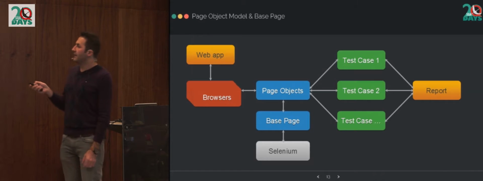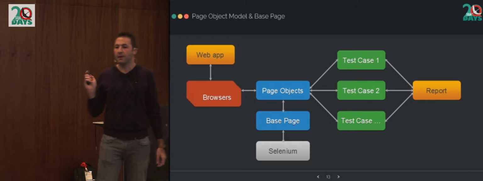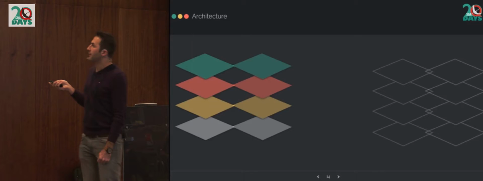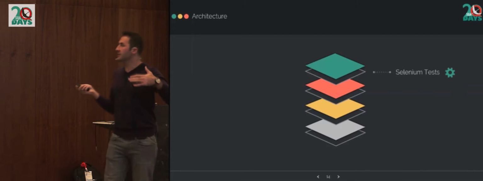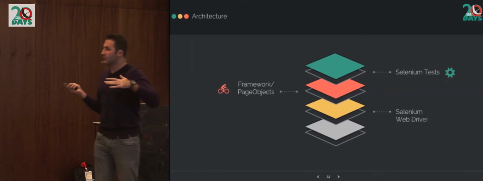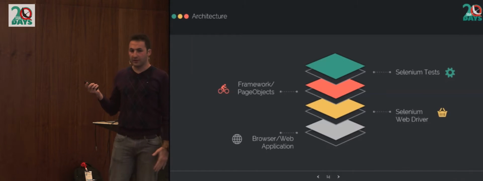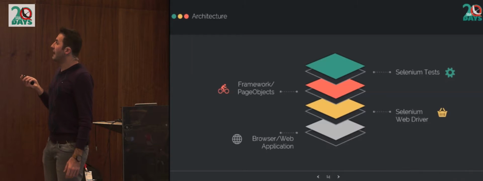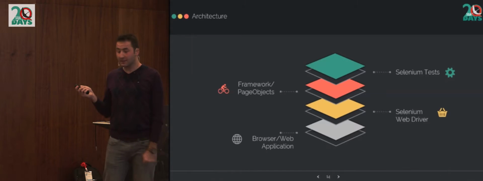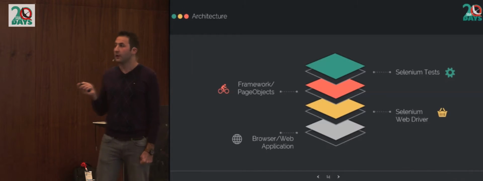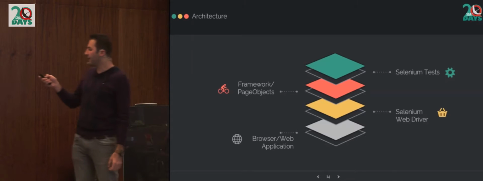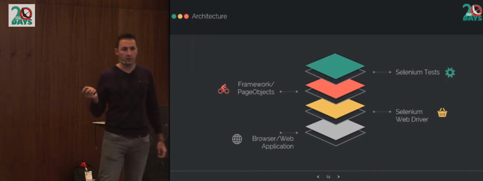Tests are talking with the page objects only. To be more specific, if I show the layers, on the top there are the tests, then page objects, the Selenium driver, and the web application in the browser. Every layer should talk only with its neighbors, which means your test should never call a Selenium method. Your test should call only your method in the page object. If you are jumping between these layers, then you are going in the wrong direction.